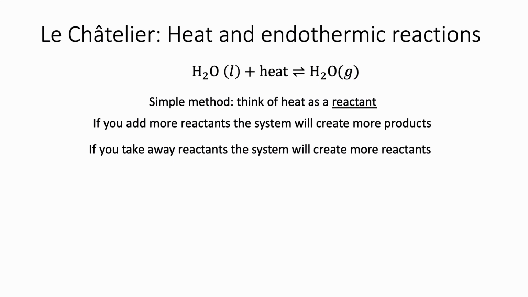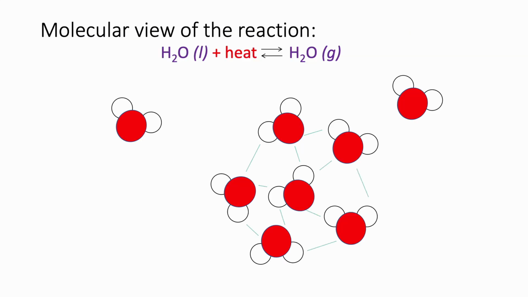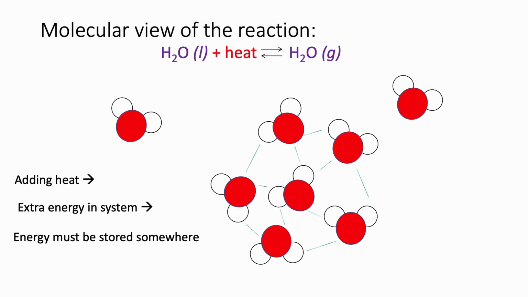But let's look at that from a molecular point of view. So here's our equilibrium. We have some liquid water molecules that are held together by hydrogen bonds, and then we have some gaseous molecules that are flying free. So if we add heat, that means there's extra energy in the system, and that extra energy has to go somewhere. So where is it going to go?